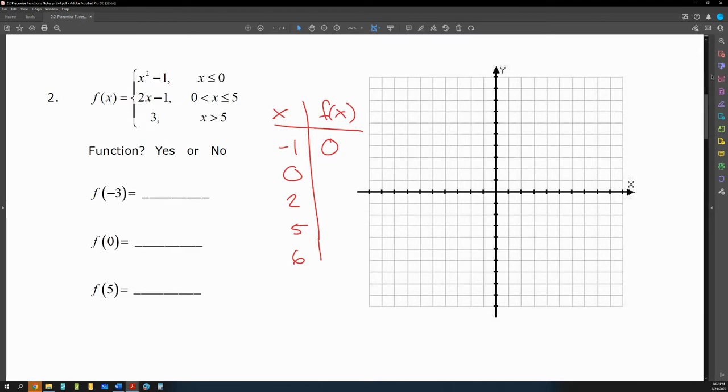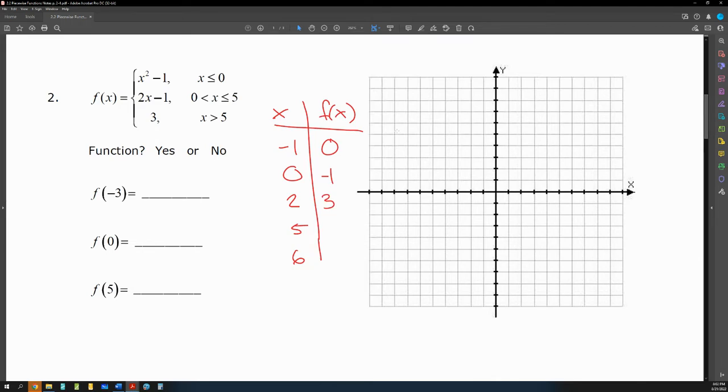Plugging in 0, again, this is going to go into our top expression here. 0 squared minus 1 is -1. Plugging in 2, this goes into our middle expression. So 2 fits this domain here. So we're going to plug in 2 here. We have 2 times 2 minus 1, which is positive 3.